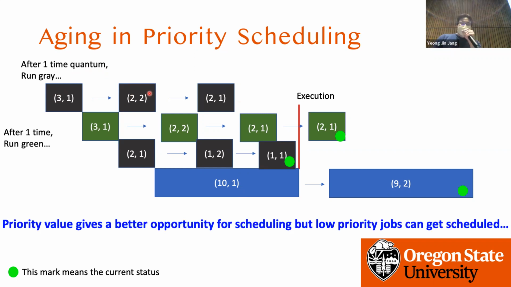So changing the priority value will give us a better opportunity for scheduling. The lower priority job can be scheduled after waiting for a certain amount of time. So we will never have starvation, but it could have a longer response time for the longer job. But we could hit the sweet spot in between, either starvation or the completely fair kind of thing.